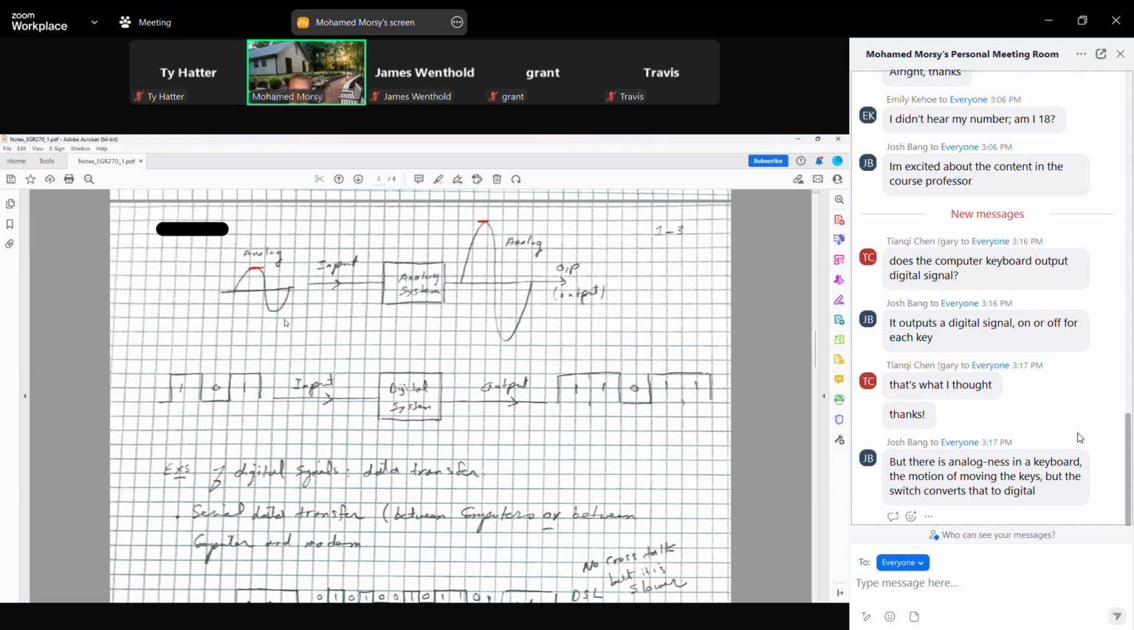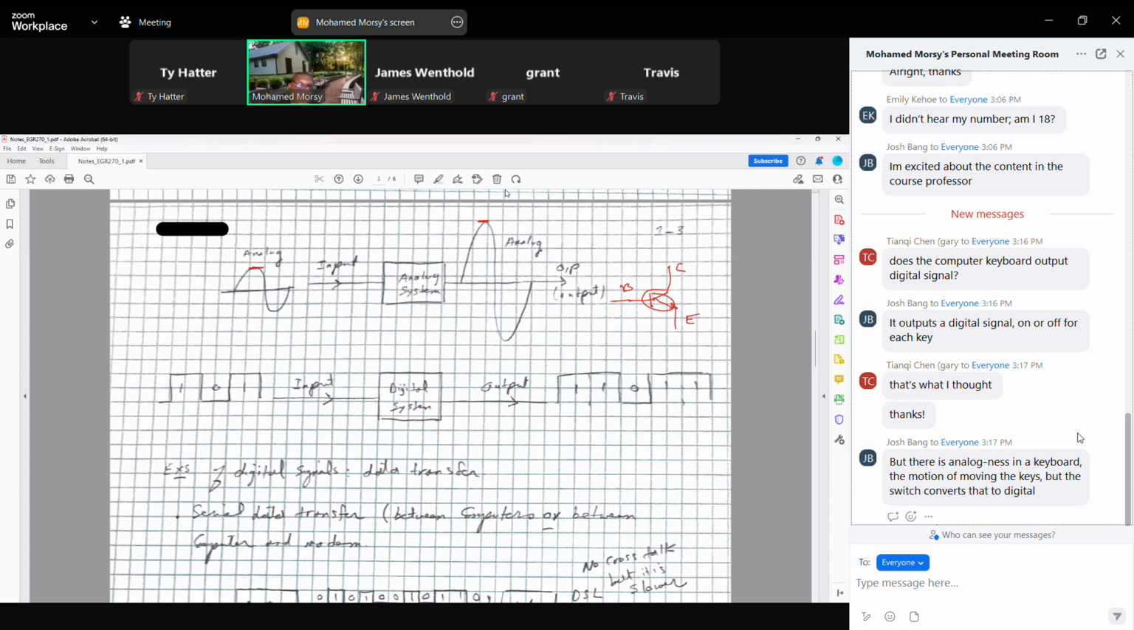The electronic component we use in analog or digital, the main component, is the same: the transistor, okay? You know the symbol of the transistor, right? This is the base, this is the collector, this is the emitter. The same transistor.